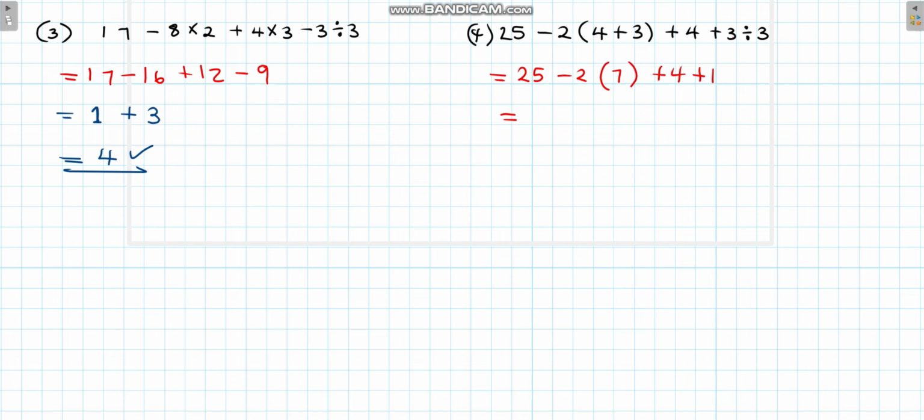Okay. Then now let's write our 25 the way it is again. Bracket, multiply. Negative 2 times 7 is negative 14. 4 plus 1 is what? Positive 5. Let's calculate this. 25 minus 14 is 11. Plus that 5. Then what is our answer? Our answer is 16. Done.